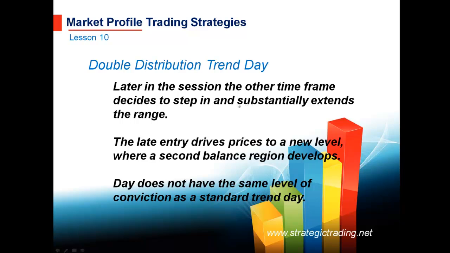Later in the same session, the other time frame trader decides to step in and substantially extends the range. That's why we have a trend day. We do get a movement, but it doesn't happen immediately from the beginning of the day and continues throughout the day. We get a distribution and then a lull, and then all of a sudden we see a break and prices shoot in a direction.